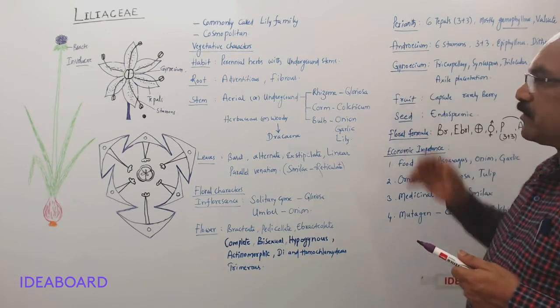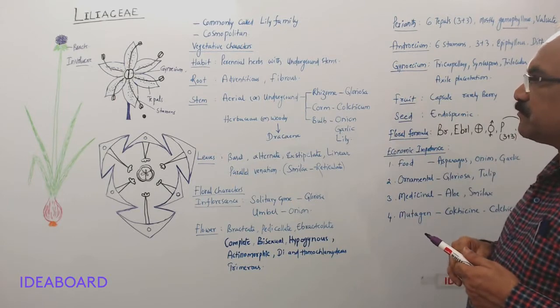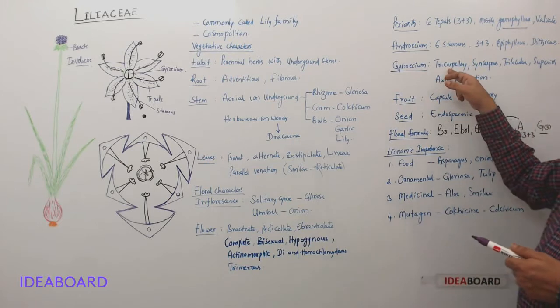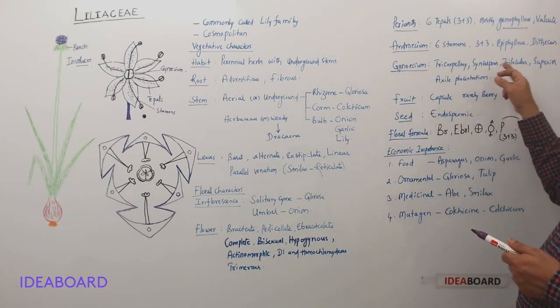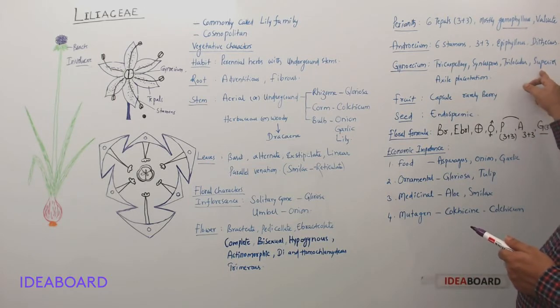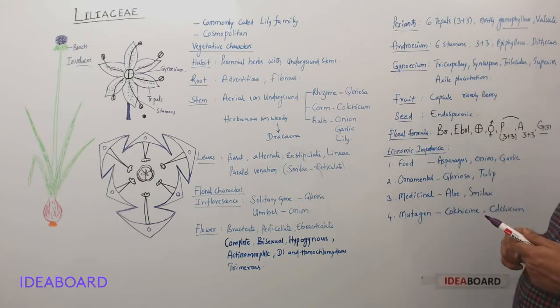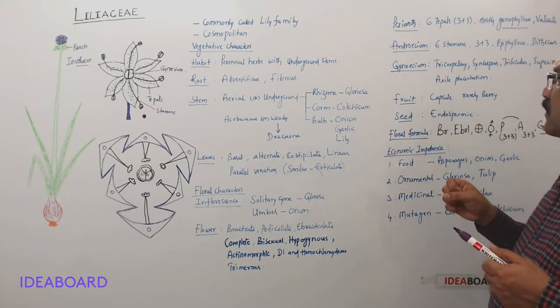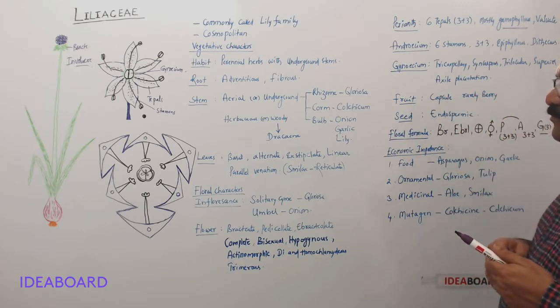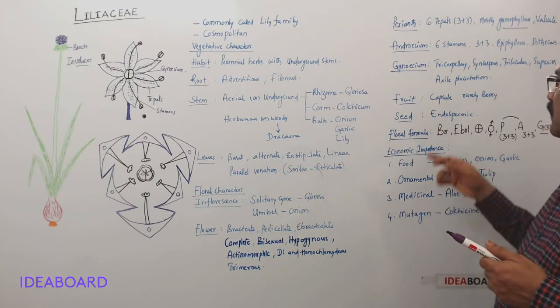And now, when we come to the female sex organ, gynoecium, the gynoecium is composed of three carpels. So tricarpellary, they are united, so syncarpous, and you will find how many chambers inside the ovary? Three chambers, trilocular, and as the flowers are hypogynous, so superior ovary, and the placentation is axile placentation. The fruit is generally a capsule, but rarely a berry, as in the case of asparagus. And the seed is endospermic.